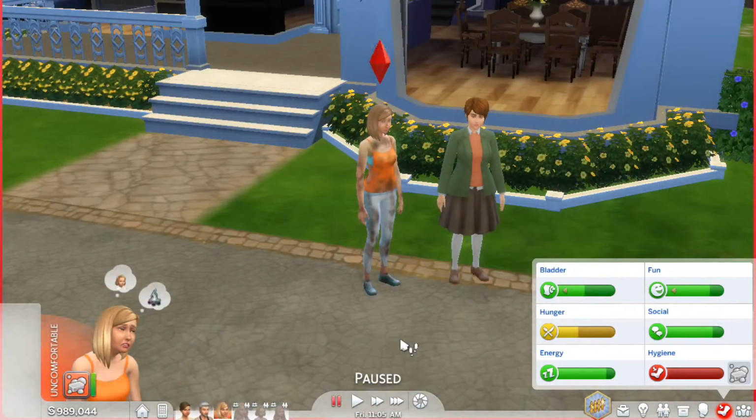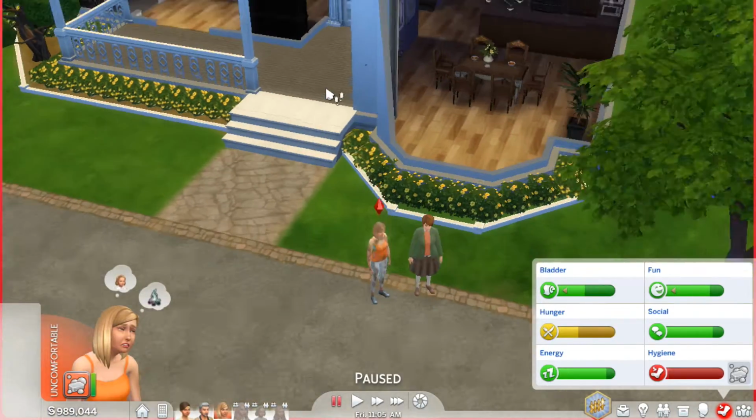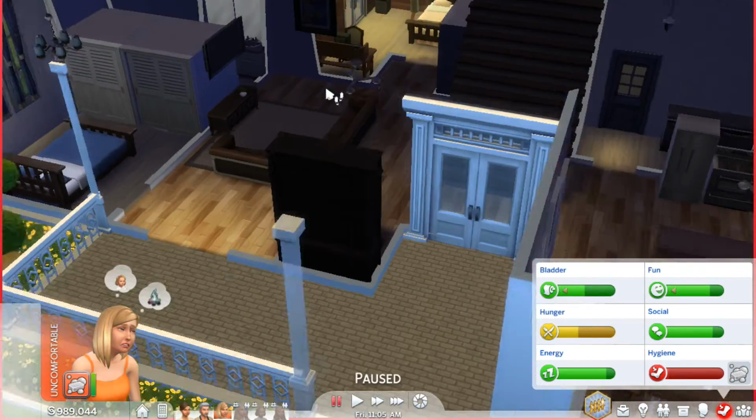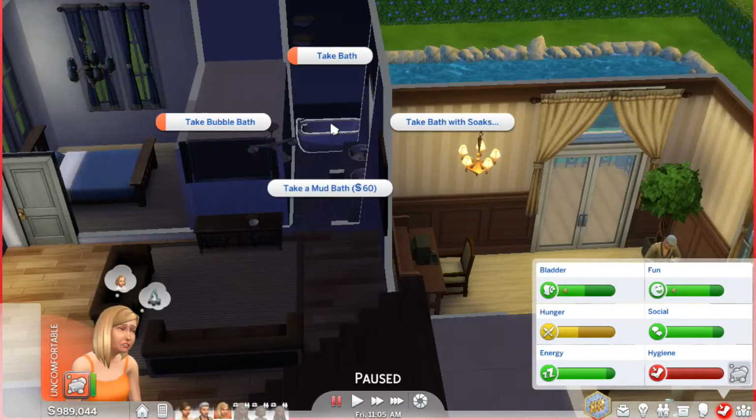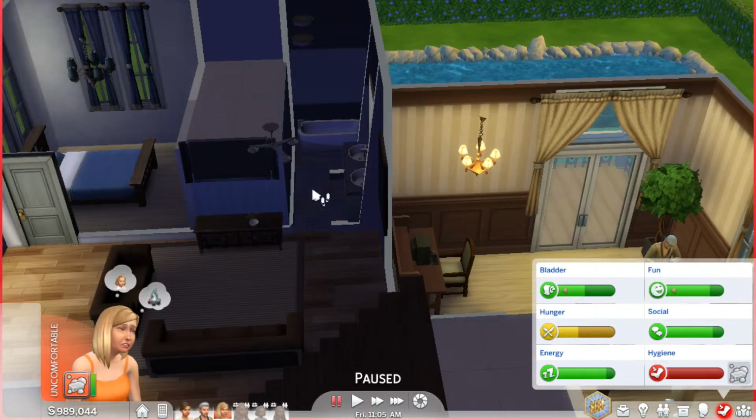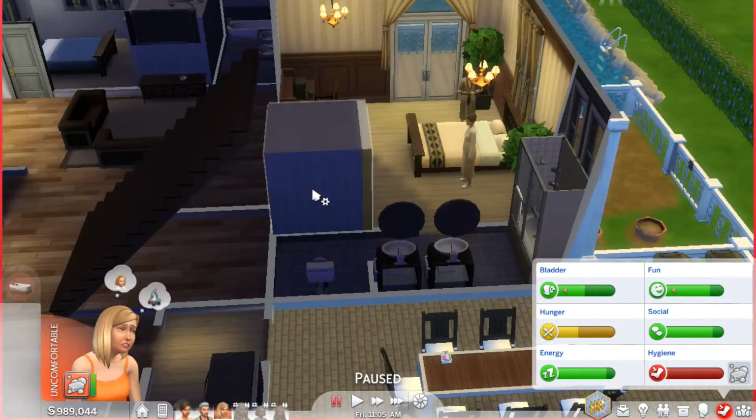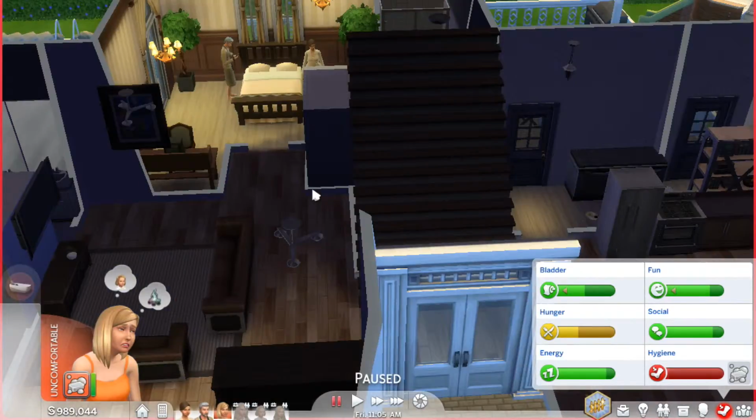Eve is back home. I just said her name very long. Eve. And she is pretty dirty, so I'm going to have her take a shower. Or I guess a bath, because she doesn't have a shower, so take bath. And I'm also going to see how the other ones are doing.